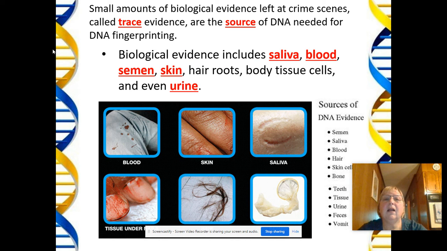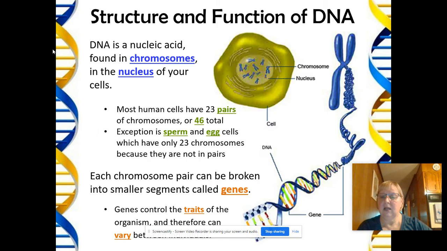Small amounts of biological evidence left at the crime scene are called trace, and they can be a source for DNA fingerprinting. It can come from your saliva, your blood, your semen, your skin, your hair roots, your body tissue cells, and even your urine.